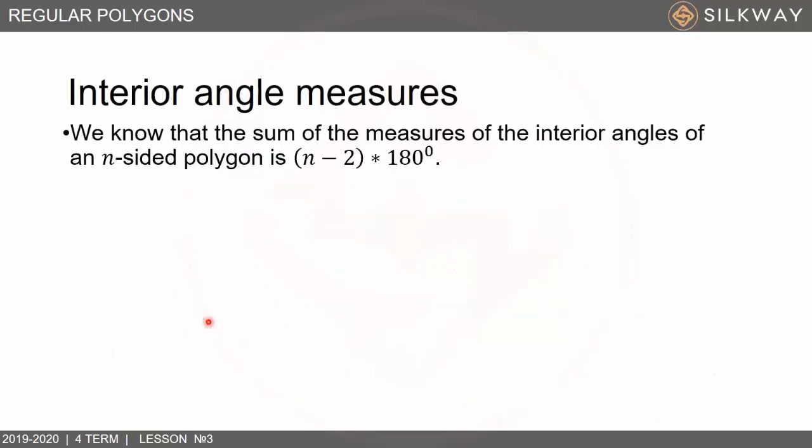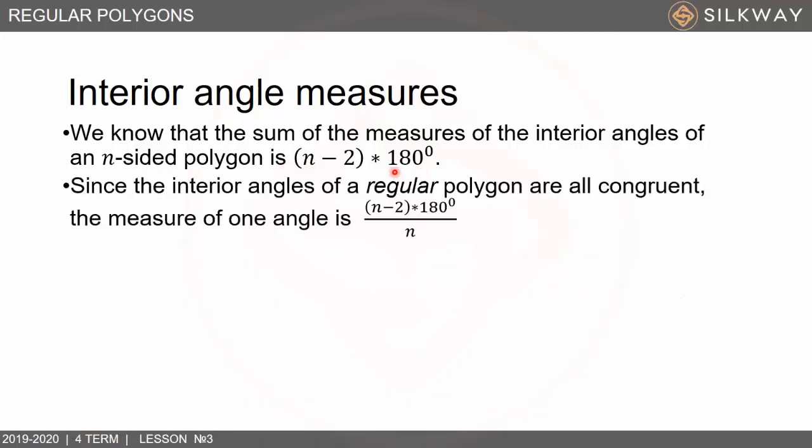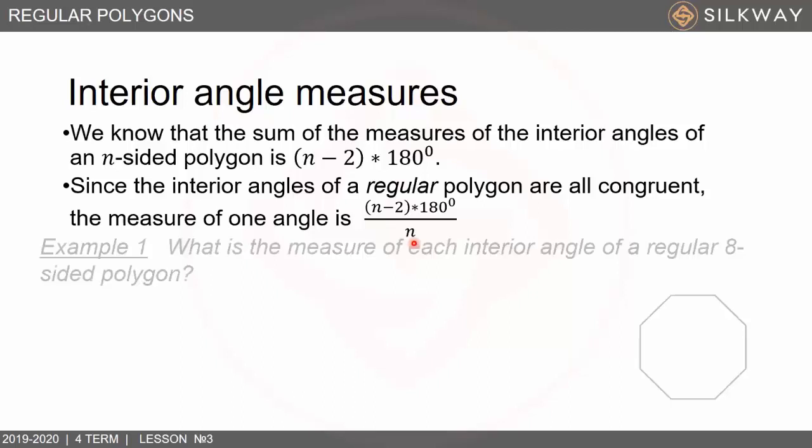Interior angle measures. We know that the sum of the measures of the interior angles of an n-sided polygon is this formula, yes? And since the interior angles of a regular polygon are all congruent, the measure of one angle is this expression. And here n is the number of sides.